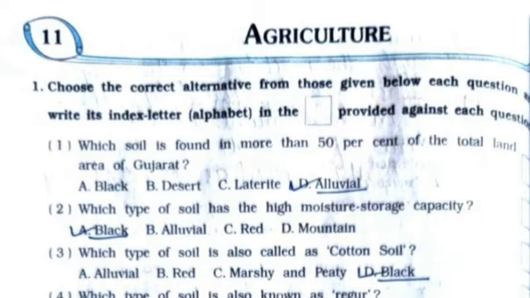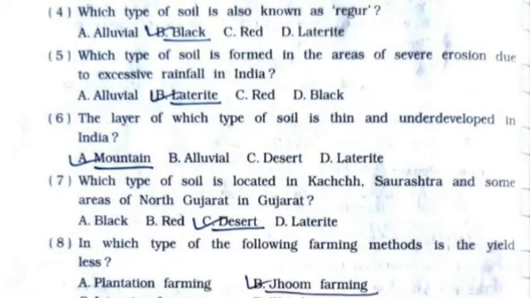Third, which type of soil is also called as cotton soil? It's option number D, black. Fourth, which type of soil is also known as regur? It's option number B, black. Fifth, which type of soil is formed in the areas of severe erosion due to excessive rainfall in India? It's option number B, laterite.